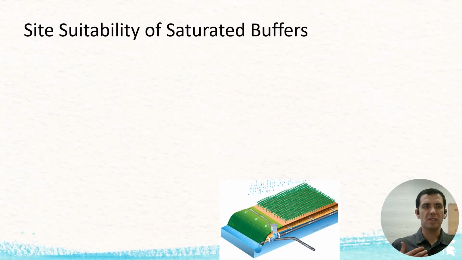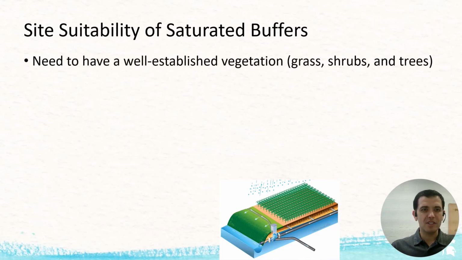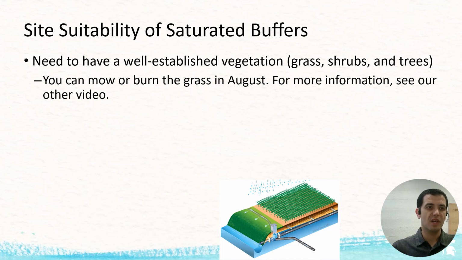What are some of the site characteristics that we should be looking for to install a saturated buffer? First thing is that we need a well-established vegetation like grass, shrubs, and trees. If you have the grass, you can mow or burn the grass in August. For more information, see our other video.